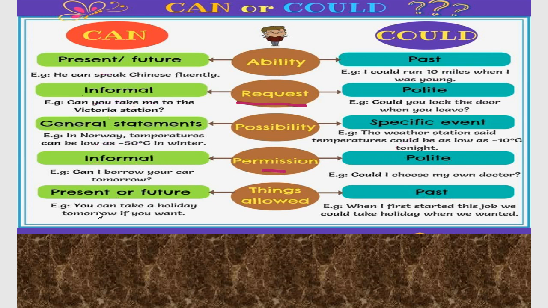So understand the difference between can and could. Can is used in present or future. Could is used in past. Can is used for informal request. Could is used for polite request. Can is used for general statement. Could is used for specific statements. Can is used for informal permission. Could is used for polite permission. And finally, can is used for present or future things which are allowed, and could is used for past things which were allowed.